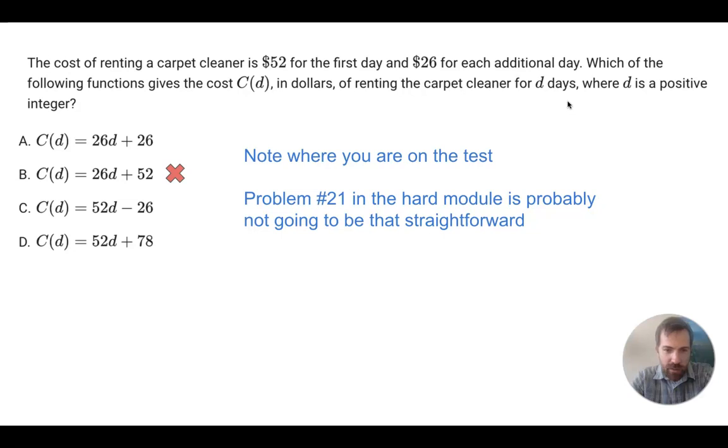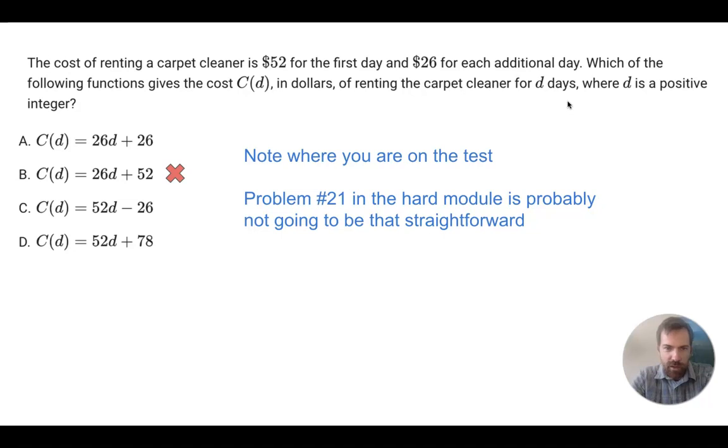So one important thing when you're taking the math section, especially as you get towards the end, is be aware of where you are on the test. So this is problem number 21. We're on the tougher math module, so chances are the answer is not going to be that straightforward. So if it seemed like it was pretty simple to get to the answer, you might be oversimplifying it. So that's one thing to keep in mind.